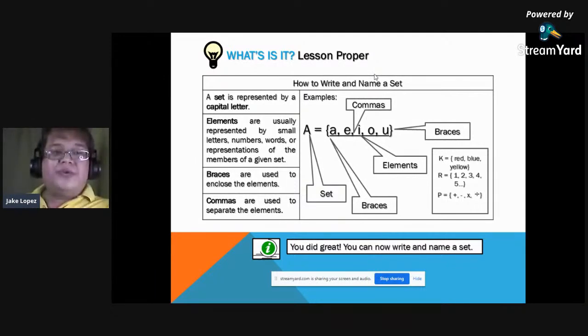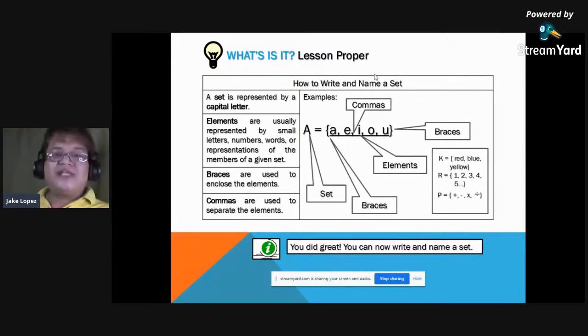Elements are usually represented by small letters, numbers, words, or representations of the members of a given set. So hindi siya capital letters, small letters. So yun ang elements. Or elements meaning siya yung nabibilang sa set na yun.